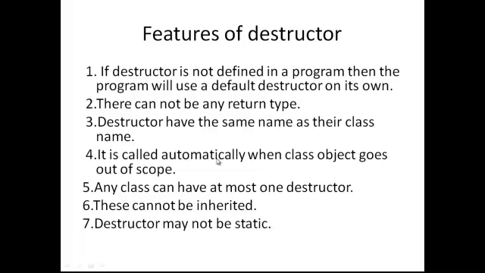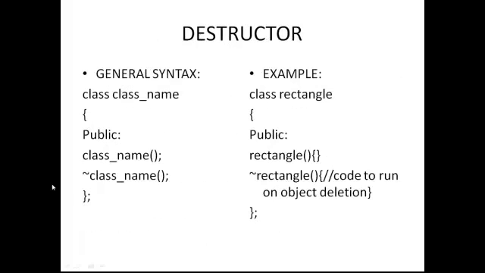It is automatically called when the class object goes out of scope. Any class can have at most one destructor. Destructor cannot be inherited and destructor may not be static. Okay, so see the next, general syntax and example of the destructor.